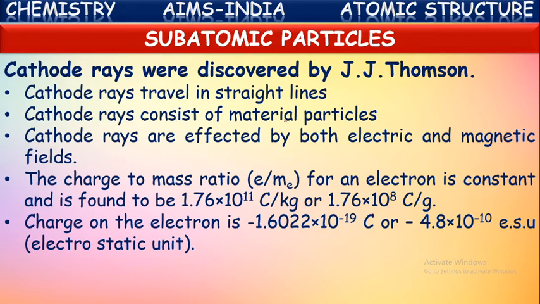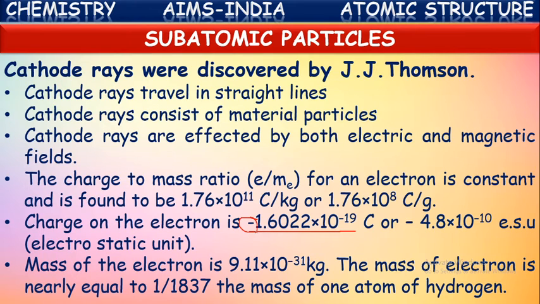Next, the charge of the electron. The charge of an electron is the smallest unit of charge, equal to minus 1.602 × 10^-19 coulombs, which is also equal to 4.8 × 10^-10 ESU. ESU in its expanded form is called electrostatic unit. It is given a negative sign because electrons have negative charge. The quantity is 1.602 × 10^-19 coulombs.